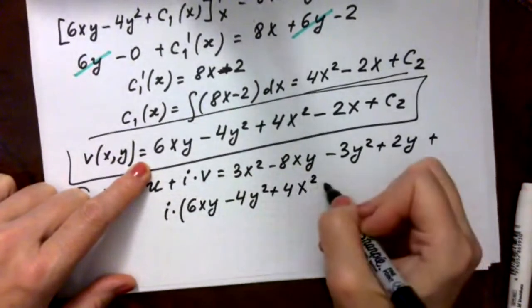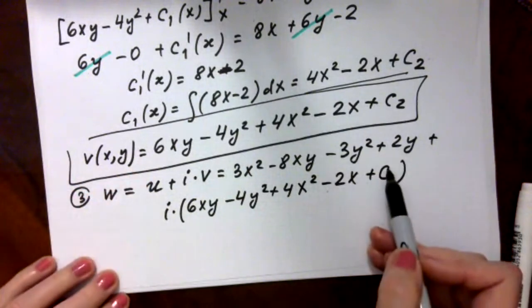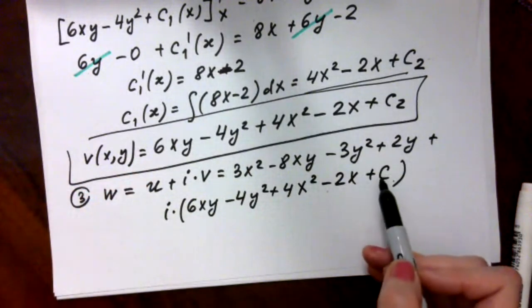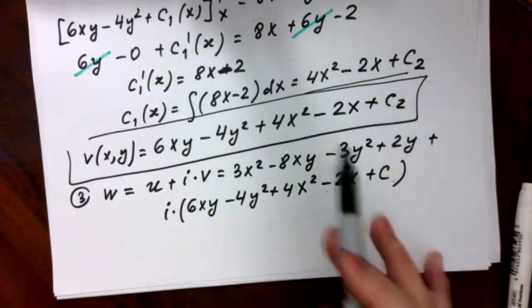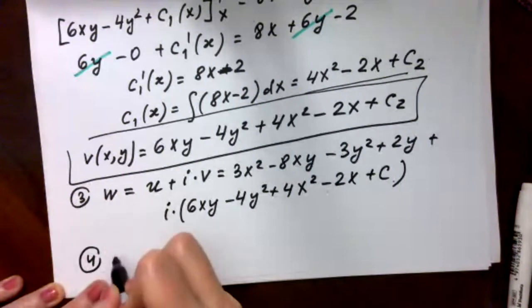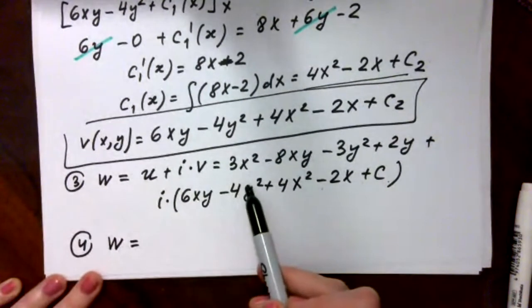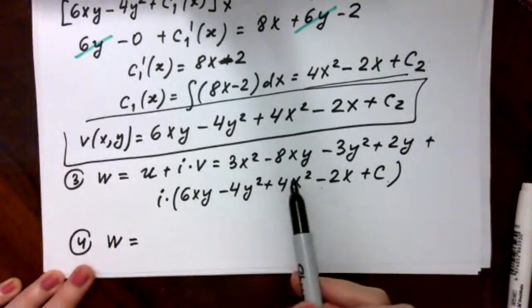Square plus 4x squared minus 2x. And plus c. It's not necessarily to write C2, we can just write C. I just did it to make things neat. Now, the fourth step, it's better to apply the trick because we need the input being Z, not X and Y, but Z.